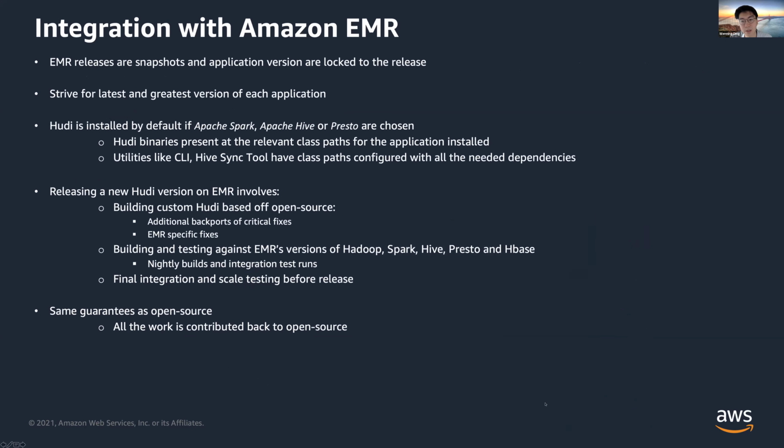To give more details, EMR releases are snapshots, which means each application version is fixed in each release. We try our best to deliver the latest and greatest version of each big data application. Supporting Hudi requires us to configure Hudi binaries present at the relevant class paths of the applications supporting Hudi. In addition, we configure other Hudi utilities like CLI, Hive sync tools, etc. At EMR, we usually build our own Hudi based off the latest open source release version. We usually have some additional backports for critical fixes, and we have some EMR specific fixes as well.